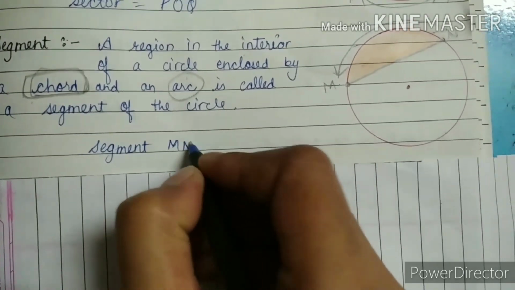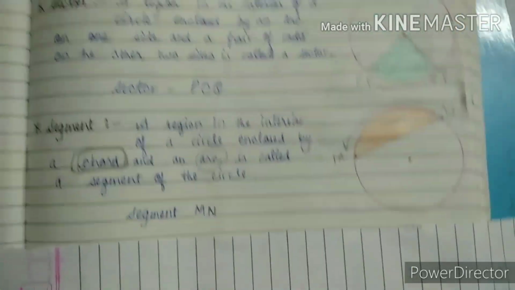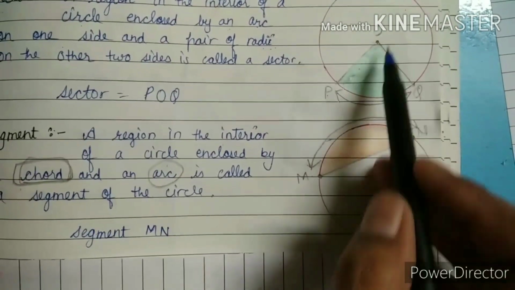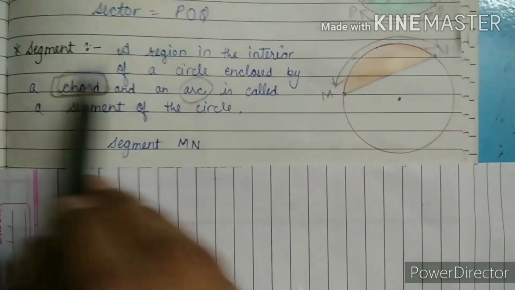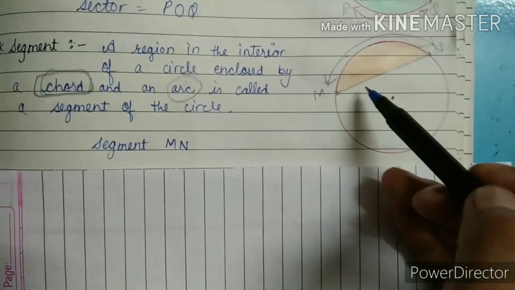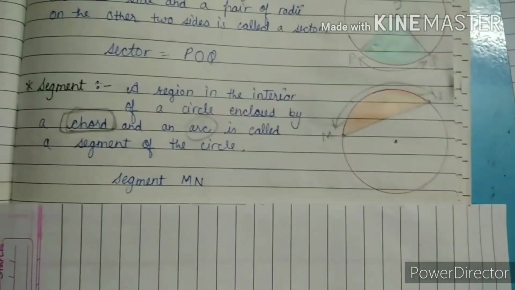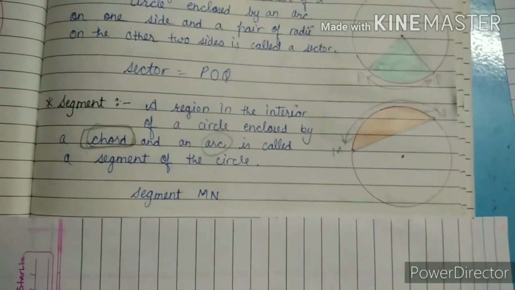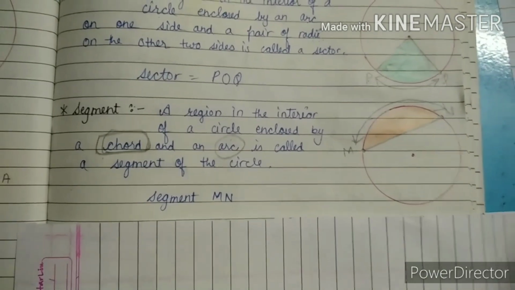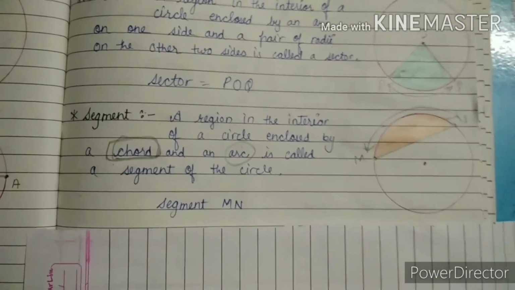MN only. Once again I am explaining to you, a sector is bounded by two radii and an arc, but a segment is bounded by a chord and an arc. So here we completed all the definitions related to exercise 4.6. Now we will start exercise 4.6.